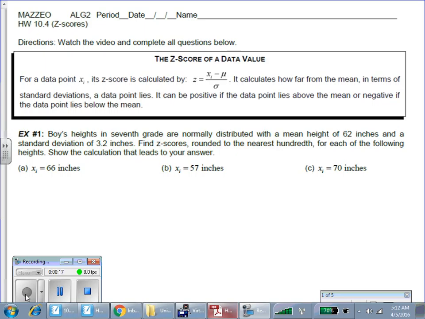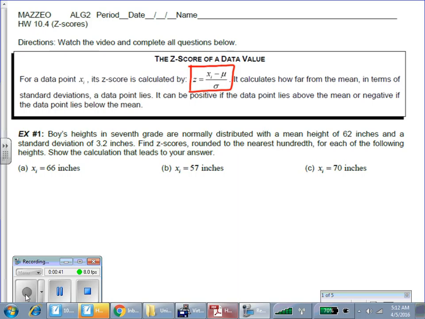Z-score of a data value. So this formula right here will help us to calculate a z-score. It says a z-score for a data point x subscript i. That just means a point within the set of data. And this is how we find it. We find z, the z-score, by taking that data point, subtracting the mean, and dividing by the standard deviation.